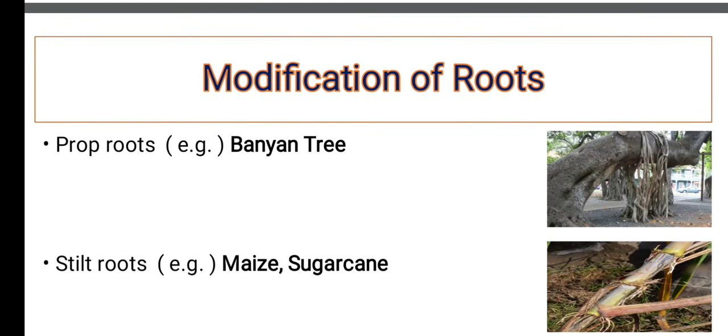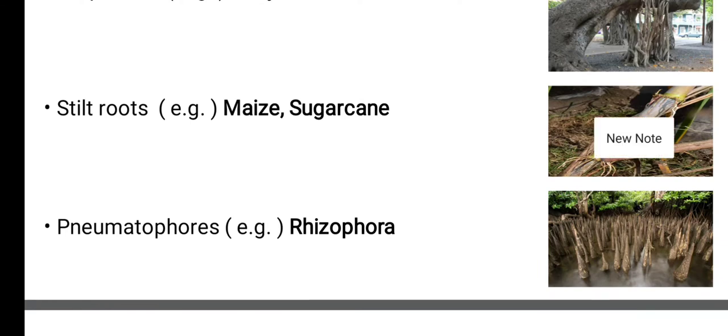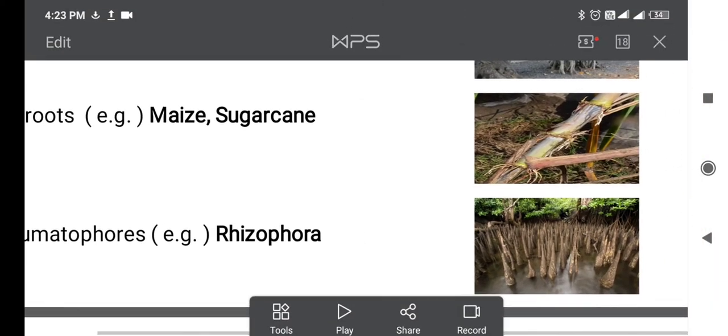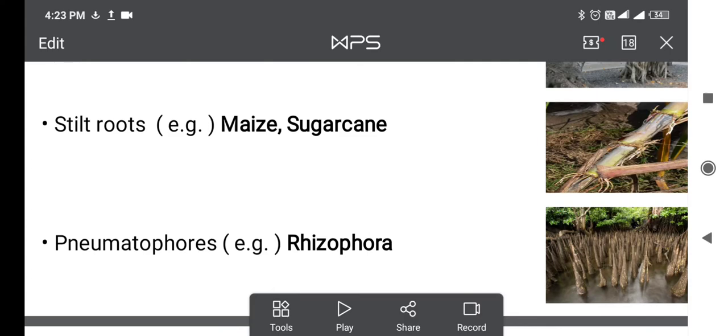Now let us move on to the modification of roots. Prop roots, as we have already learnt, are found in banyan trees. Then comes the stilt roots. These stilt roots are found in crops like maize and sugarcane. As we all know, we could see the stilt roots underneath the stem of the sugarcane at various parts. They are known as stilt roots.